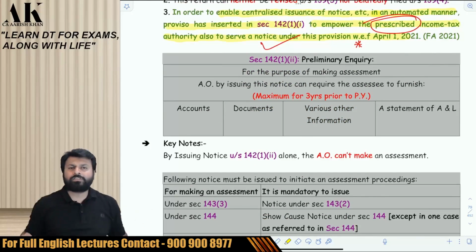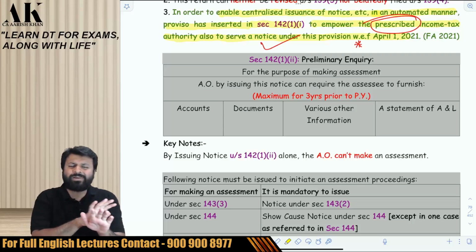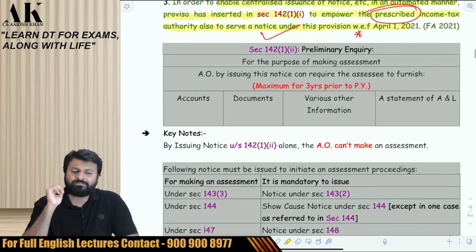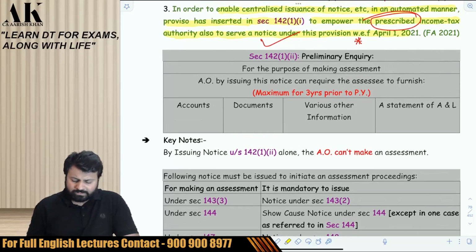Now, the second clause of this section, that is 142(1) clause (ii). What does this clause have to say? This clause talks about certain preliminary inquiries from the assessee. The department wants to know certain information from you. Like, what do they want to know? They want to know certain details from your accounts. They want to know certain information for which they are calling for certain documents.